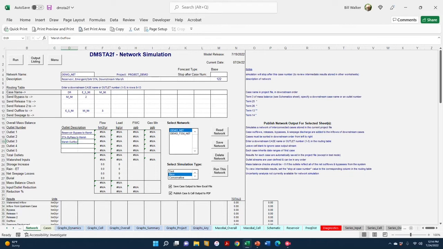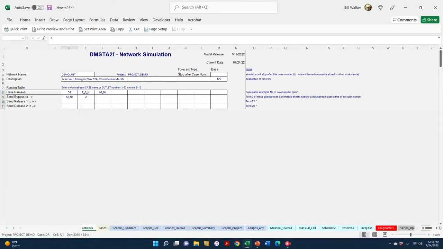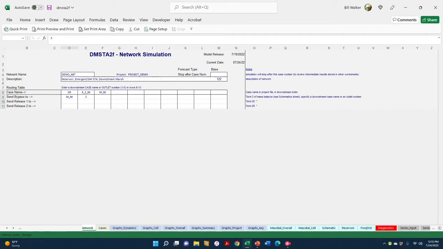And down here the numbers are used to identify where the outflow or the bypass of a particular case is going, and what we're mostly interested in here is the marsh outflow. But again, this will give you an idea about how the marsh responds to what comes out of the STA. So we can run the model.